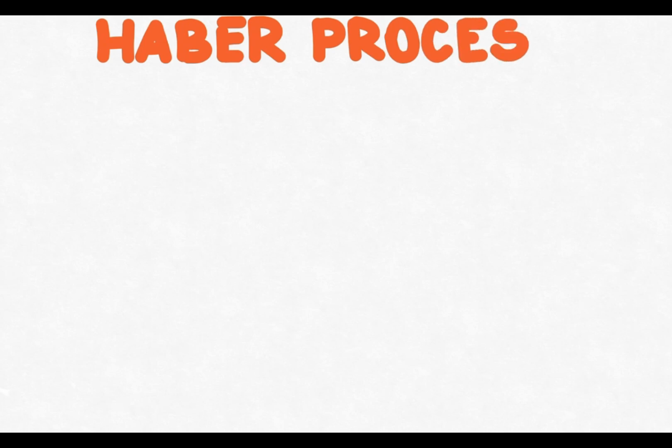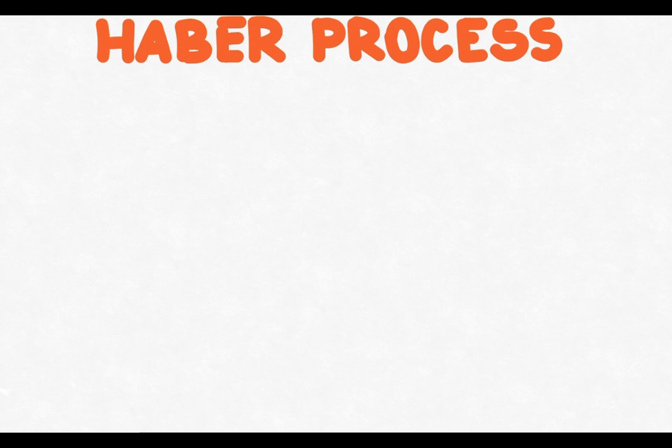Today we're going to chat about the Haber process and the contact process. Let's start with the Haber process. This process is also known as the Haber-Bosch process, and it's an industrial method that's used to produce ammonia. Now we use nitrogen and hydrogen gas to do this.